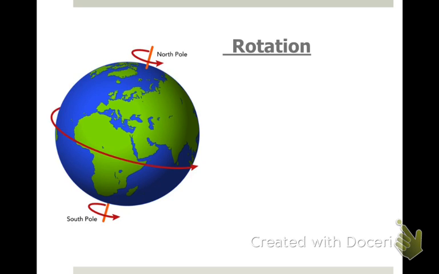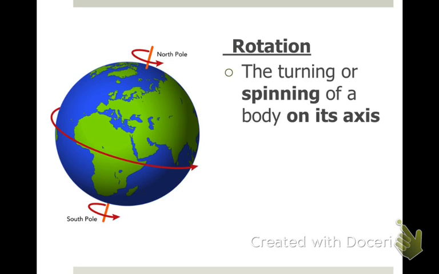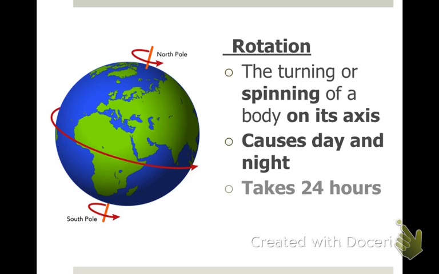So first we're going to look at rotation. Rotation is simply the spinning of the Earth on its axis. So if you are going to stand in place and spin, that is what rotation is. So we're looking at the Earth just stationary but spinning around on its axis.